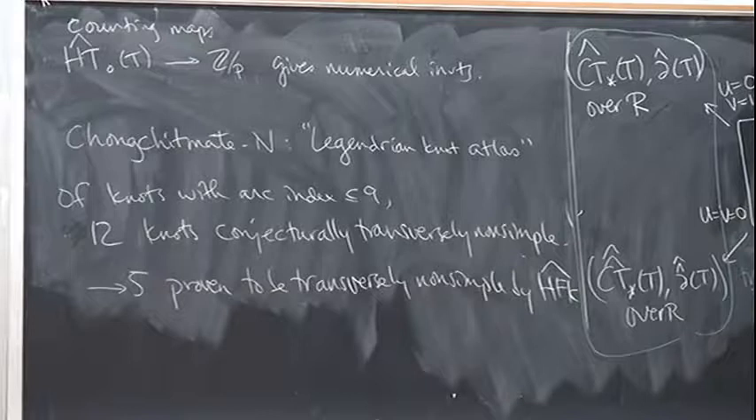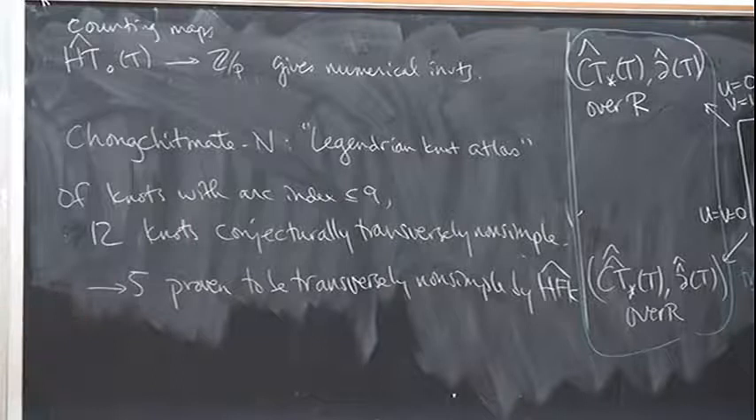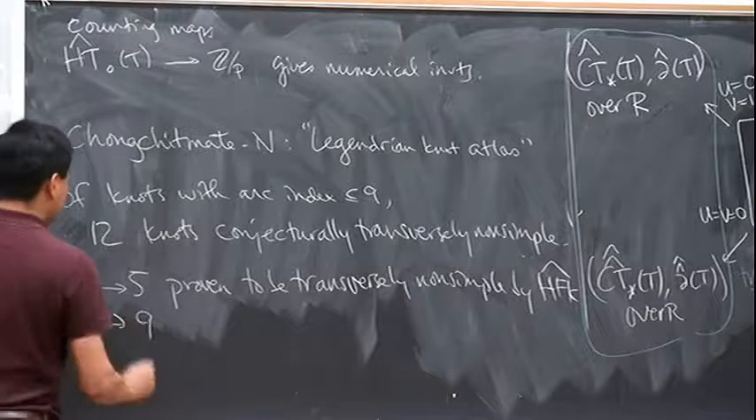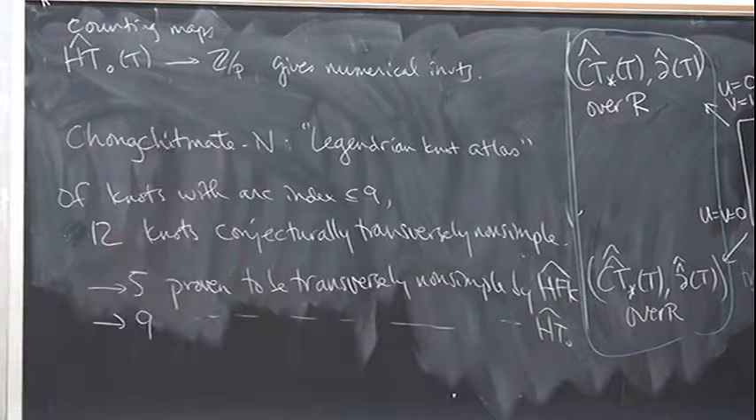Who am I attributing this to? Ozsváth and Stipsicz, and myself and Ozsváth and Thurston, and then this work also has a little bit of this to get those 5. The other 7 cannot be proven to be transversely non-simple by this for sort of triviality reasons that I mentioned before. So of these 12 knots, 9 are proven to be transversely non-simple by this degree 0 transverse homology, including all of those 5.